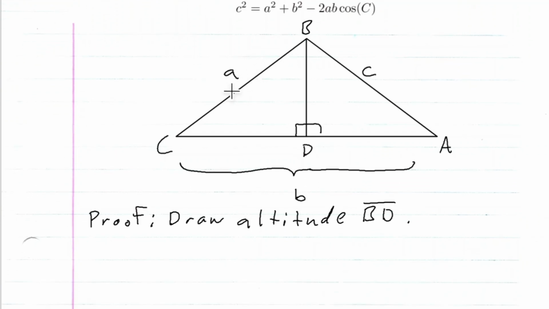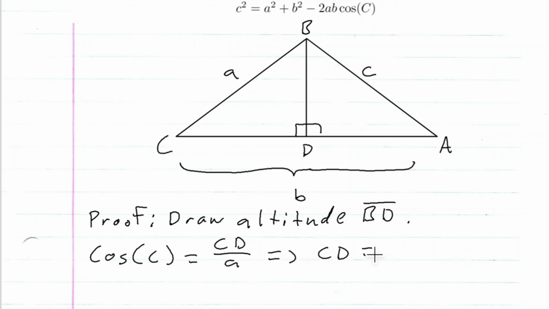Now that I have my altitude, I can find cosine of C. So cosine of C, remember cosine is adjacent over hypotenuse. So cosine of C is just going to be CD over a, which implies that CD would be equal to, so if I solve for CD, that would be a cosine of C.